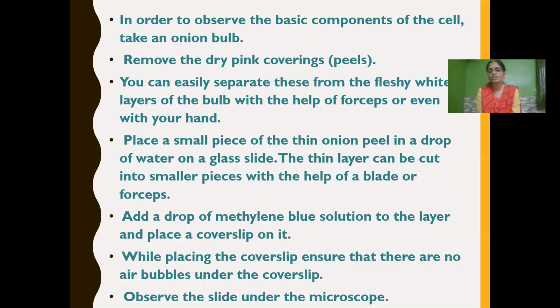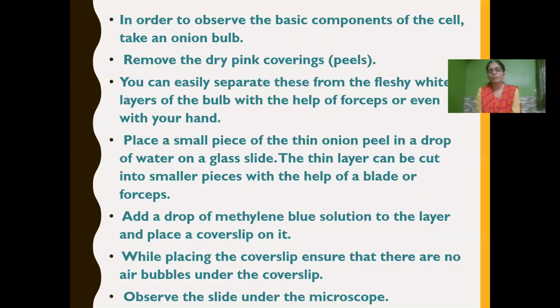We have to take a fleshy part of the bulb with the help of forceps. Now, finely, you have to remove a small piece of onion peel with the help of forceps, and that fine onion peel has to be put in a drop of water. Keep that onion peel on a glass slide, then add a drop of water on it. This way the thin layer can be cut into smaller pieces with the help of a blade or forceps.